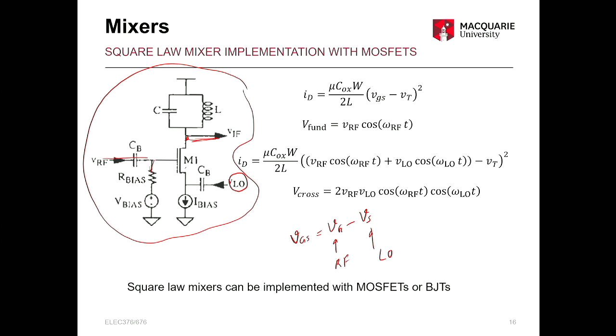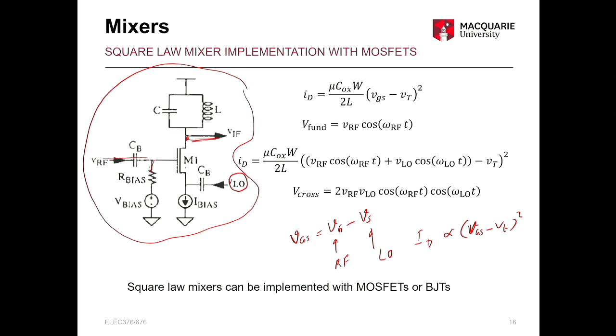Okay, so in the equation for ID, it is proportional to VGS minus VT, the whole square, right? When you look at VGS, it's actually VG minus VS. So there is the difference. It's either plus or minus, but both will give you the same frequency, just the sign is different. Okay. Questions here?